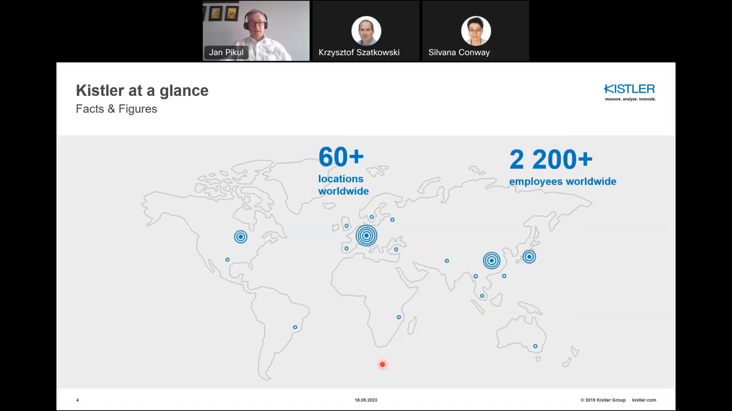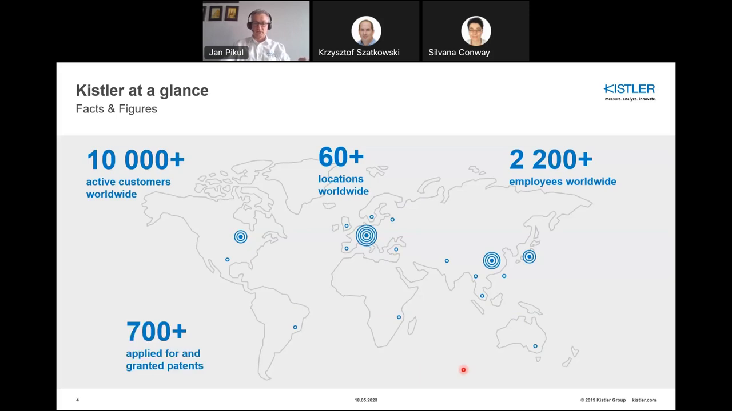Here is the Kistler at a glance. I want to tell you a few words about our company. Kistler is a market leader in piezoelectric measuring technology for the industry and for research institutes. We are based in all the markets in the world, and our focus is definitely the automotive industry, but we also support general industry and also many laboratories, from research and development.